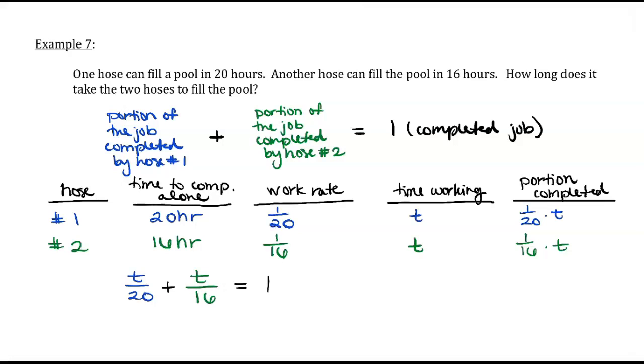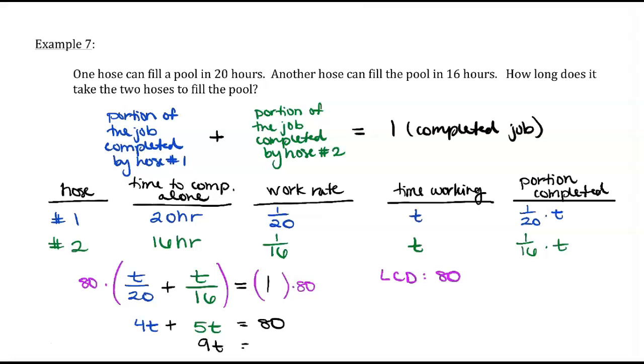The least common denominator in this case is the least common multiple of 20 and 16, which is 80. Multiplying both sides of this equation by 80, we can simplify this to 4t plus 5t equals 80, or 9t equals 80. And dividing both sides by 9, we find that t is equal to 8 and 8/9 hours, or approximately 8.9 hours. That's the equivalent of 8 hours and 53 minutes. This is what we call a work rate problem.